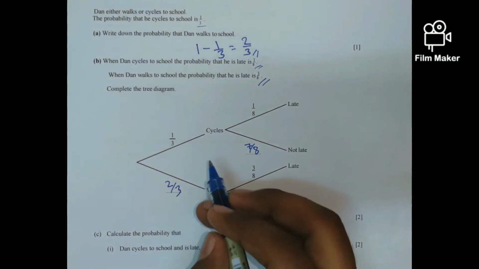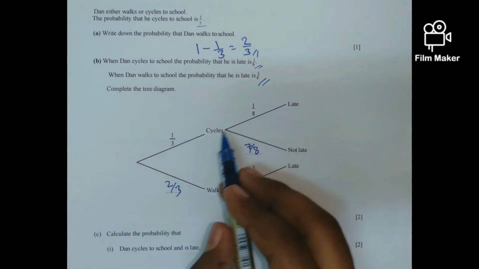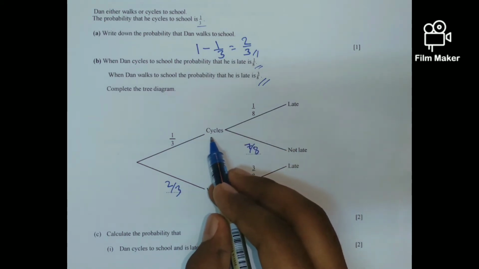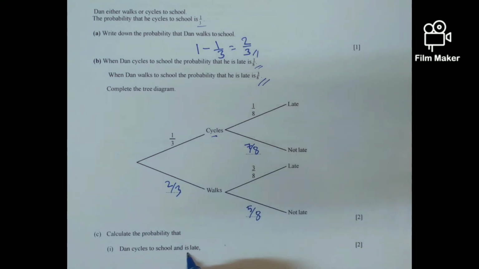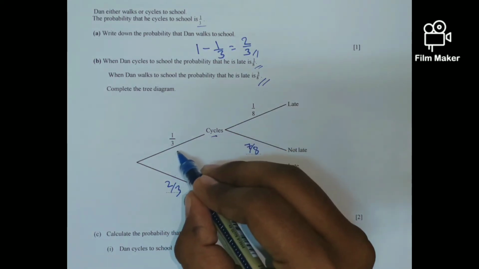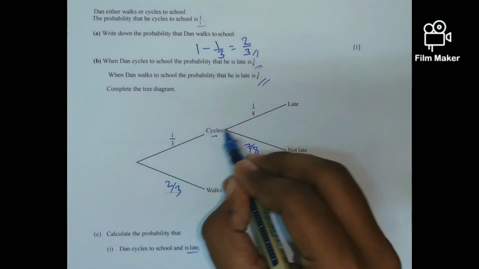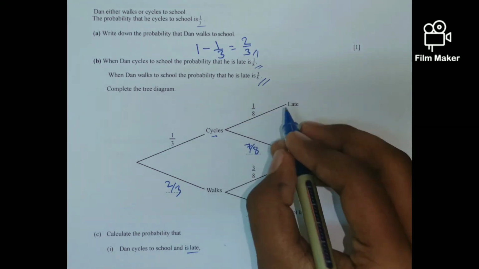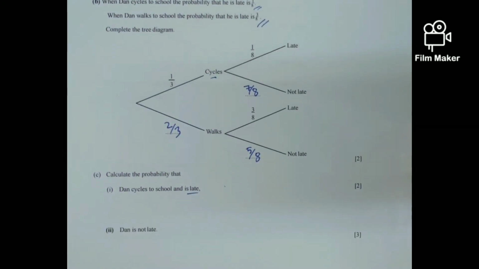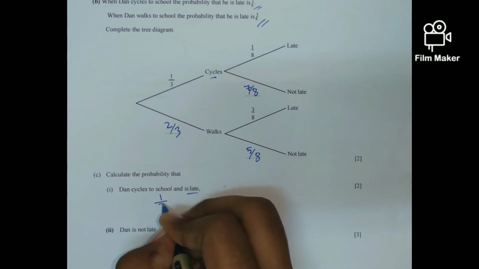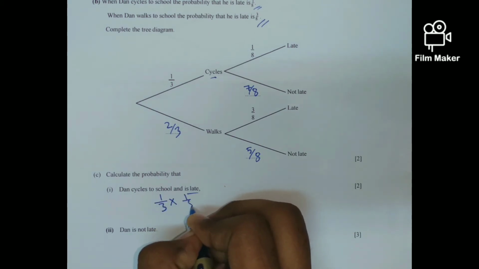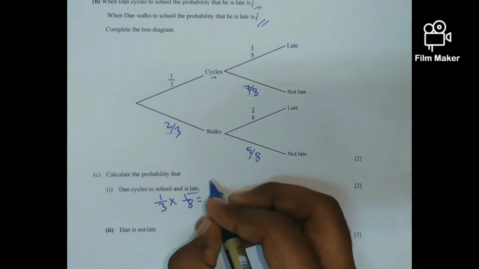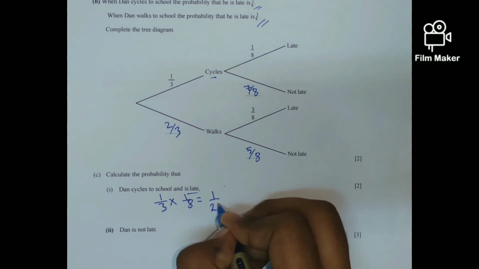So we'll just multiply 1 by 3 to 1 by 8, because here he is cycling and is late. So this branch will be taking this one. So 1 by 3 into 1 by 8, 1 upon 3 into 1 upon 8, which is equal to 1 upon 24.